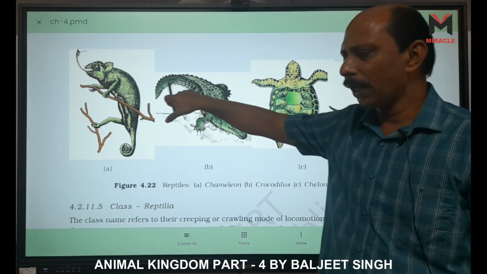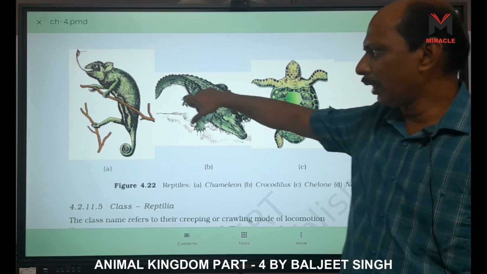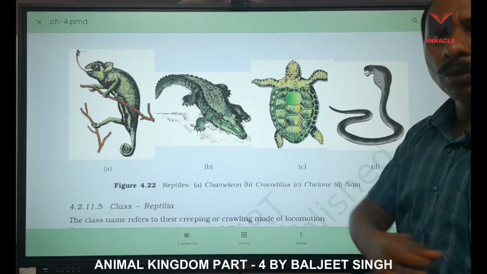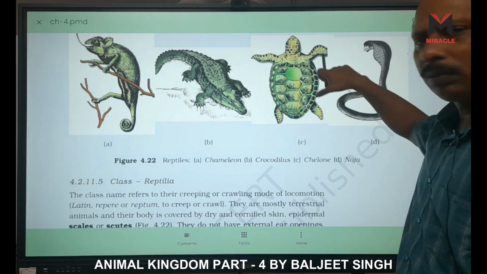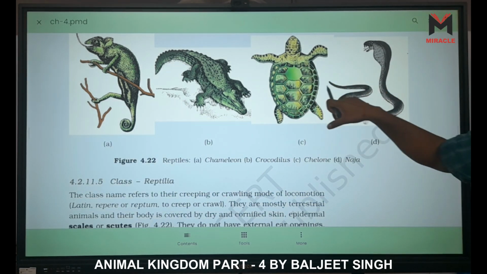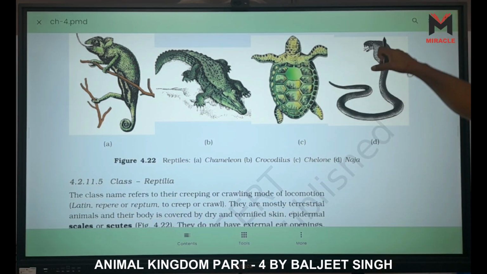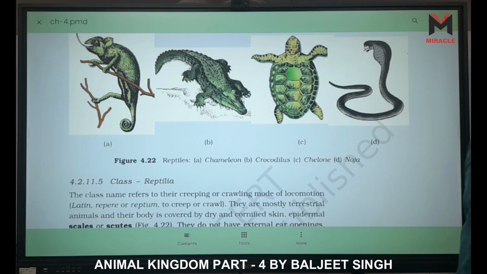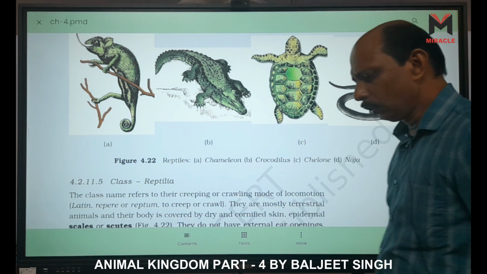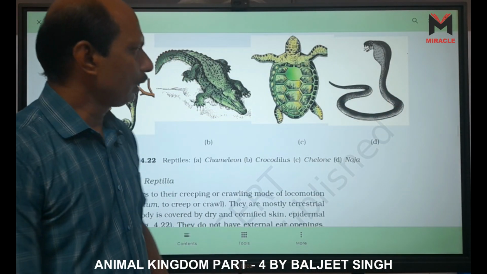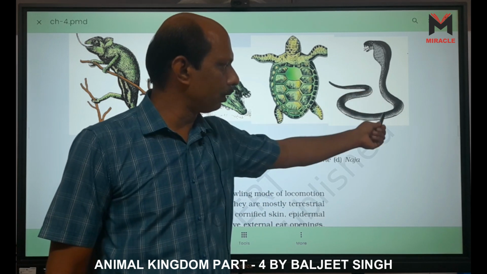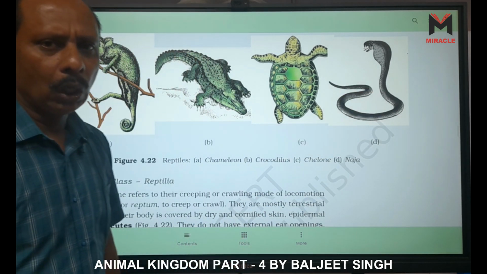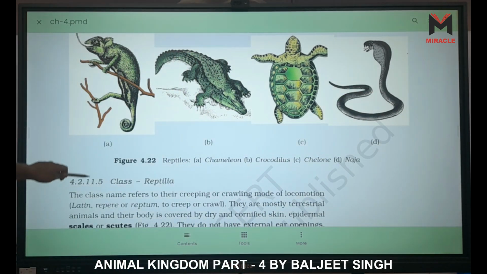These are crocodiles, and crocodile means Crocodilus, right? This belongs to Crocodilia. This one is a chelone, they belong to Chelonia. Turtle means it belongs to Chelonia. And this is a serpent, that is cobra, Naja, right? The scientific name is Naja, and it belongs to Squamata also, right? And the study of snakes is called serpentology or ophiology.